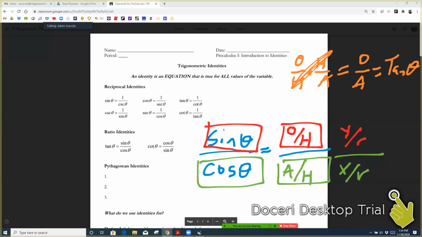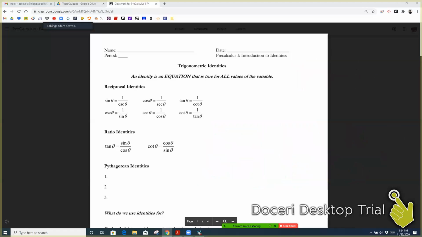Same thing here. If we did y over r over x over r, the r's would cancel out, and we get y over x, which is the definition of tangent. So sine over cosine is equal to tangent. And you could prove that pretty easily by using the definition of sine and cosine. If you divide sine and cosine, it simplifies to tangent.